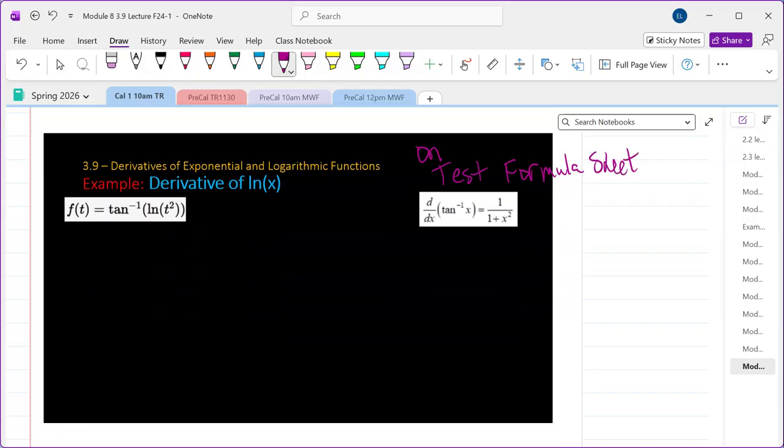Like that'll be on the formula sheet. All 6 of the derivatives of the inverse trig functions will be on the formula sheet. You're not going to use all 6 on the test.